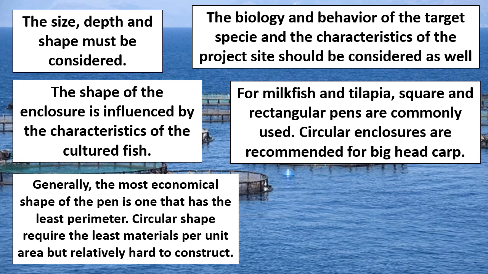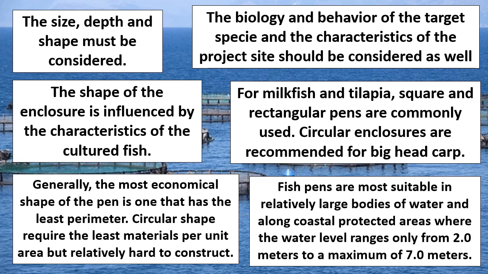Generally, the most economical shape of the pen is one that has the least perimeter. Circular shape requires the least materials per unit area but is relatively hard to construct. Fish pens are most suitable in relatively large bodies of water and along coastal protected areas where the water level ranges only from 2 meters to a maximum of 7 meters.